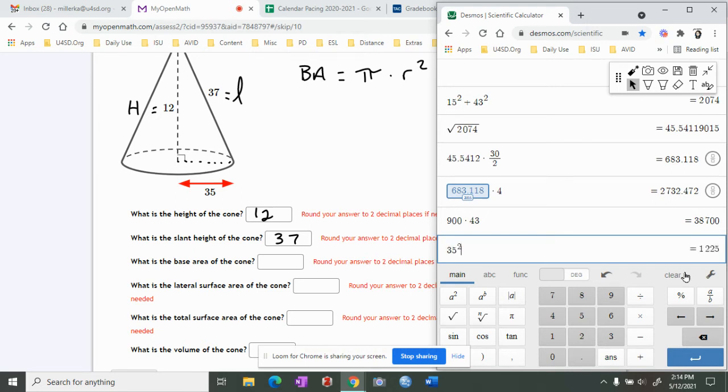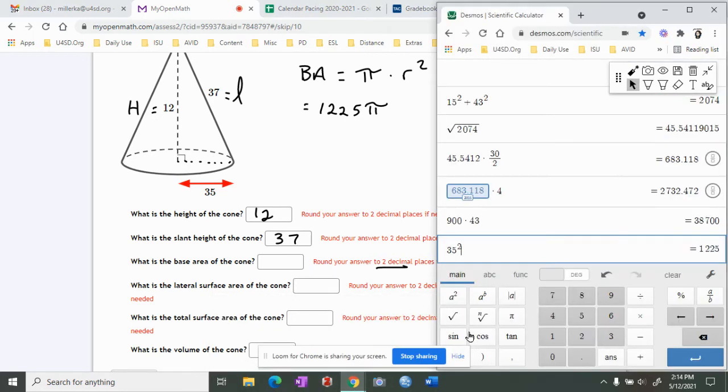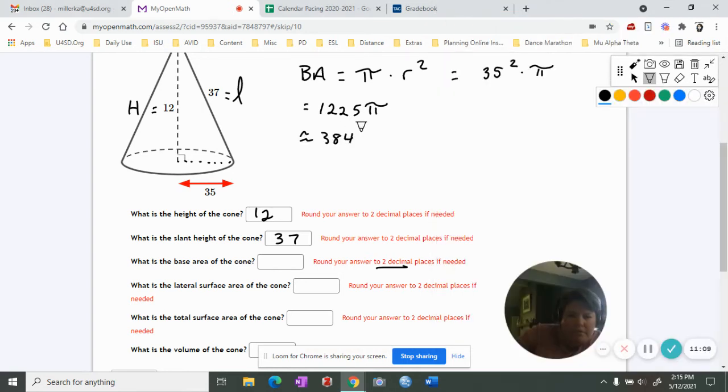35 squared is 1,225 times pi, and we want to go 2 decimal places. So times pi, 3,848.45. Okay, so 3,848.45. Our lateral surface area, there is a specific formula for this.